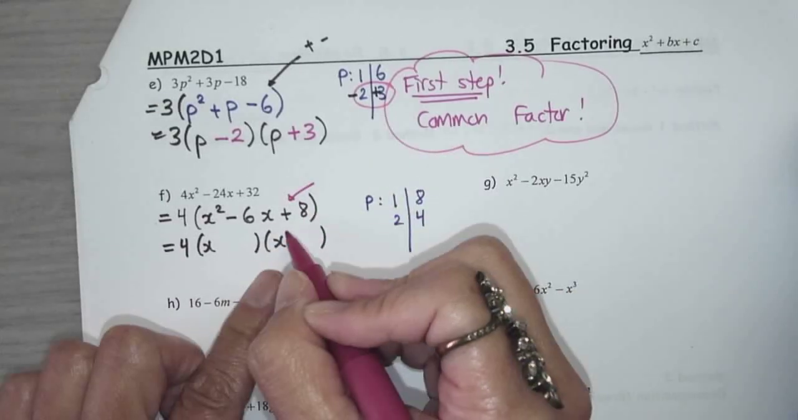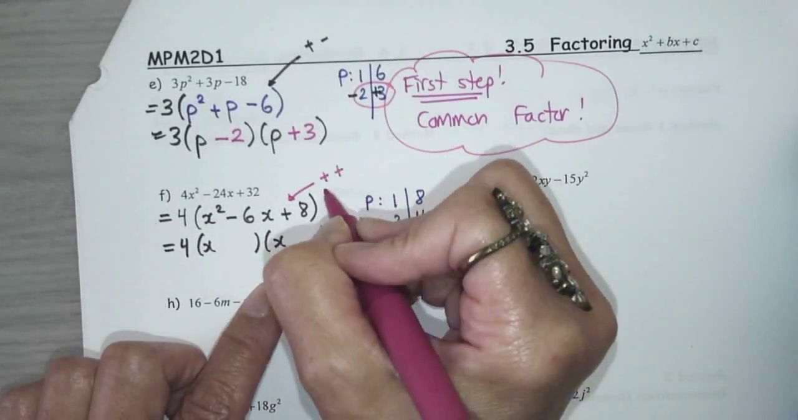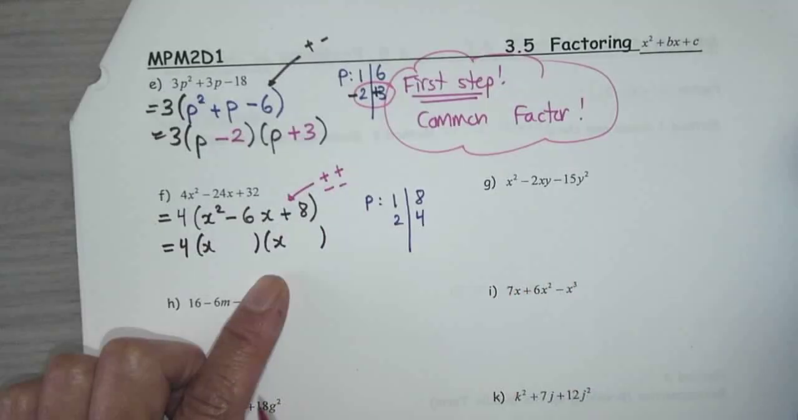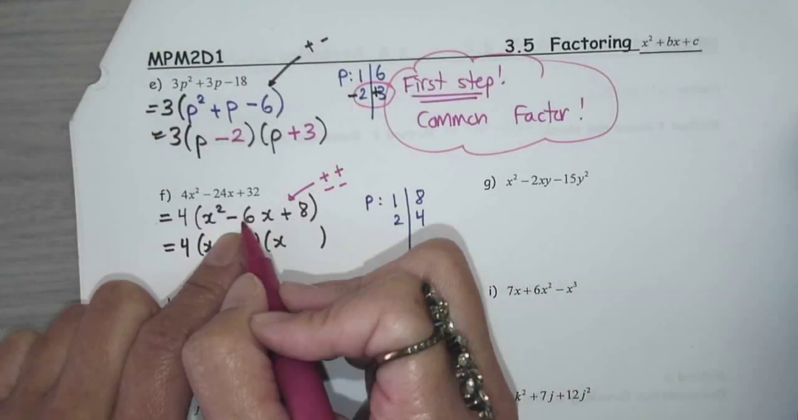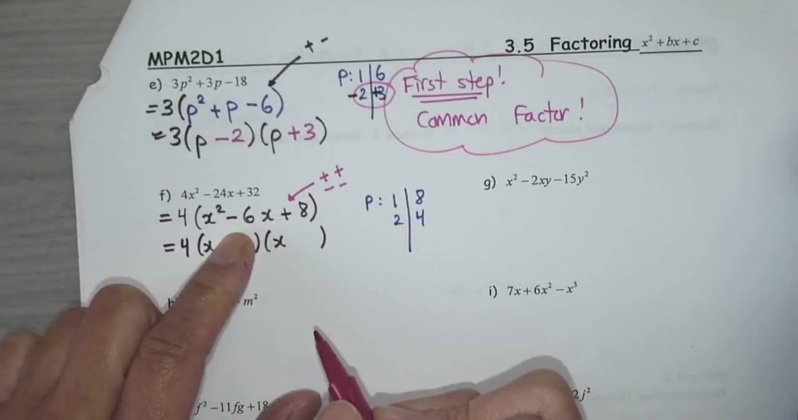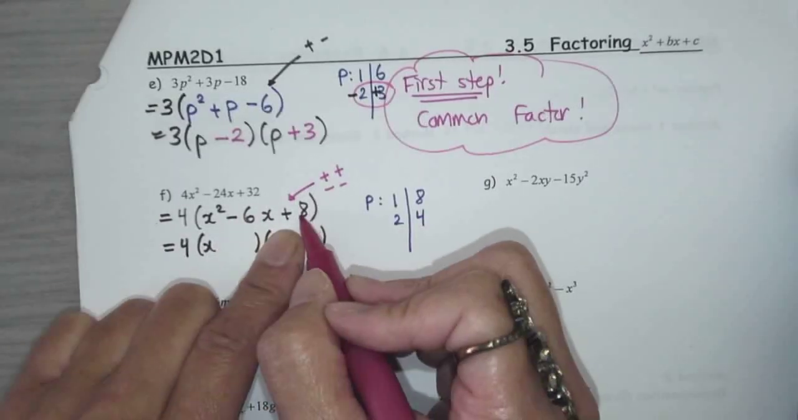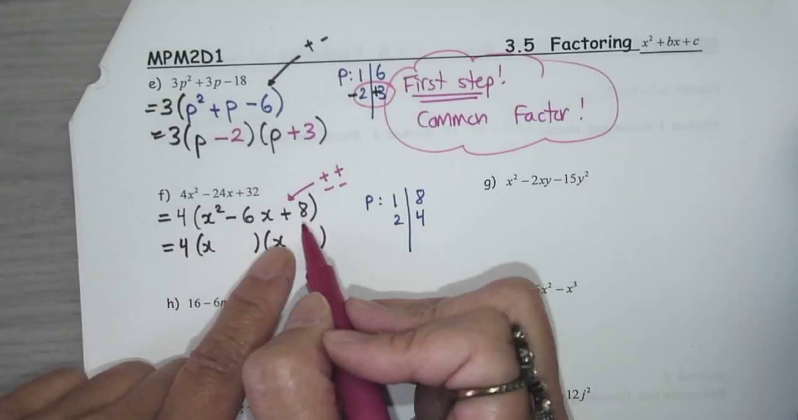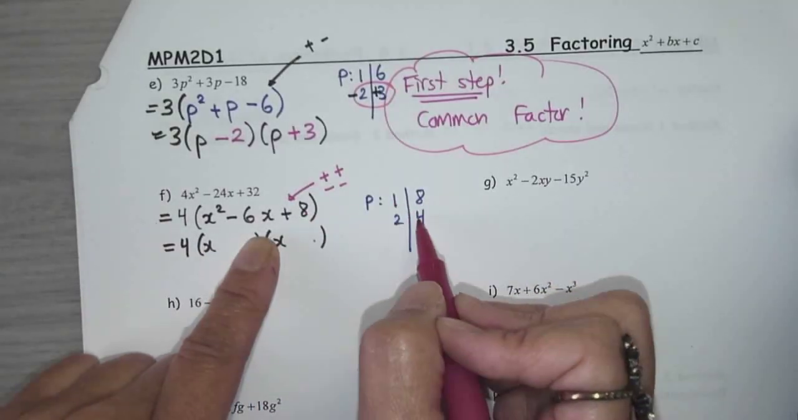This is a positive, so that's either plus plus or minus minus. Two negatives make a positive, or two positives make a positive. So going back over here, I need it to add to -6. This is the product. The last number is always the product. Last times last, first times first. So the product is 8, 1 and 8, 2 and 4.